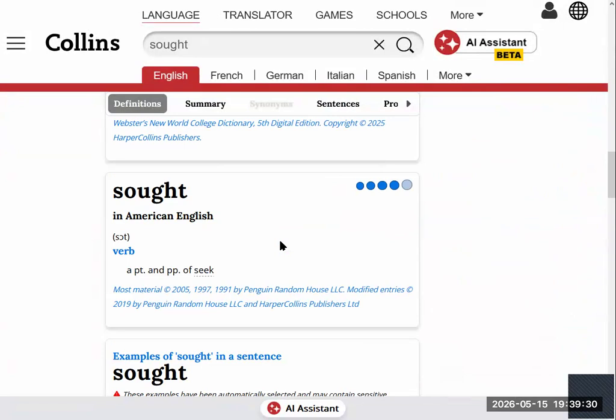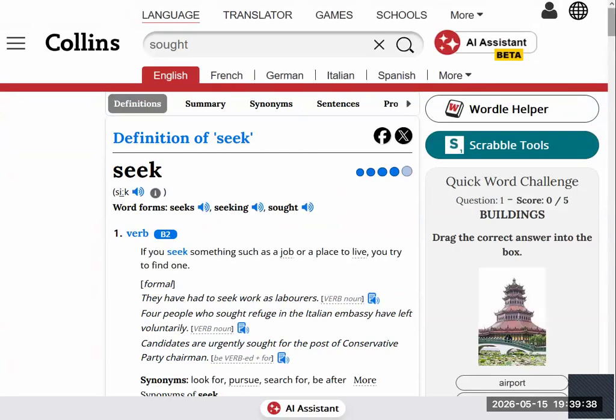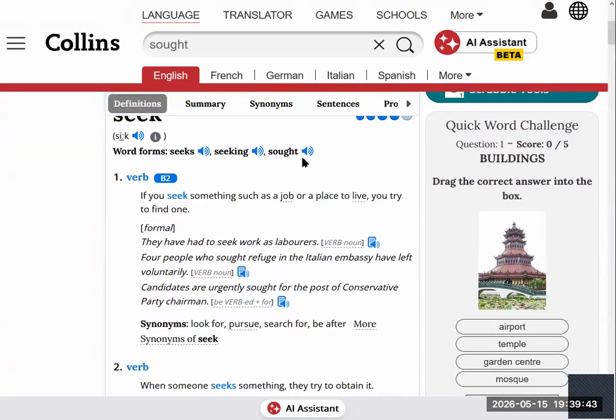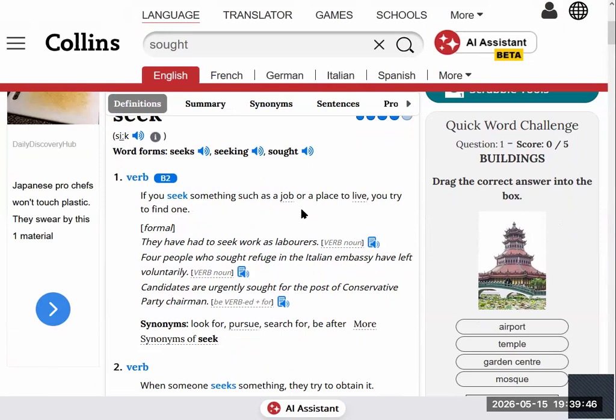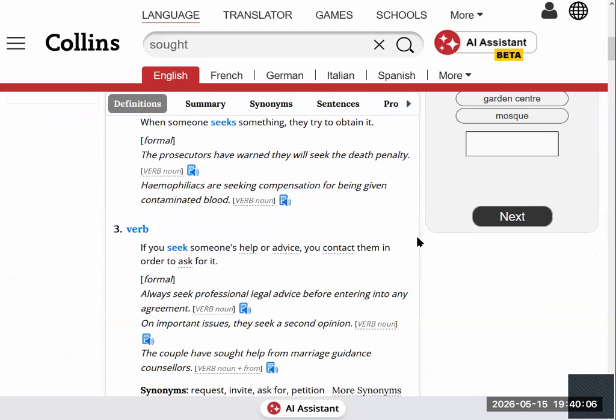That's all they say about it. Seek. Yeah, it's like looking for, another version of look for basically. So seek, if you seek something such as a job or a place to live, you try to find one. So look for, pursue, search for, be after. There's much more of an idea of searching if you're saying seek, I would say, as a verb here.